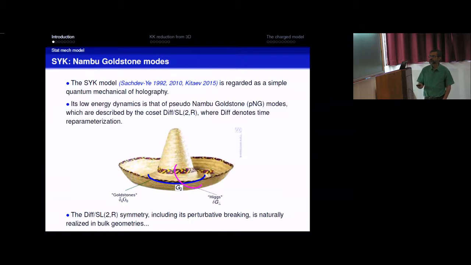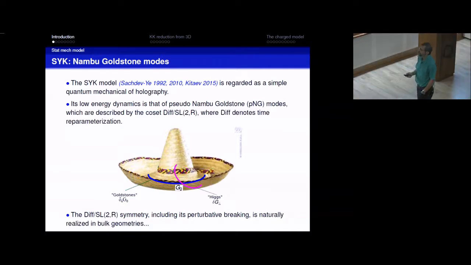So basically it's spontaneously broken and it's also explicitly broken, and so these are our Nambu Goldstone modes. We call them pseudo Nambu Goldstone modes because of the explicit breaking. So the low energy sector of the theory is described by this, and these are the ones which have found bulk duals. Let me describe several ways of trying to infer this bulk dual.